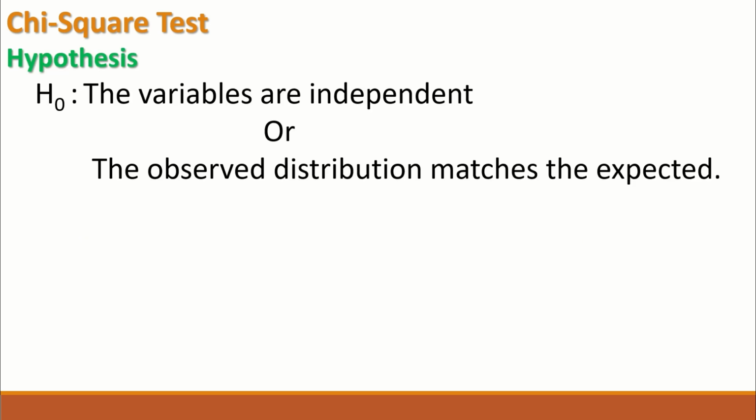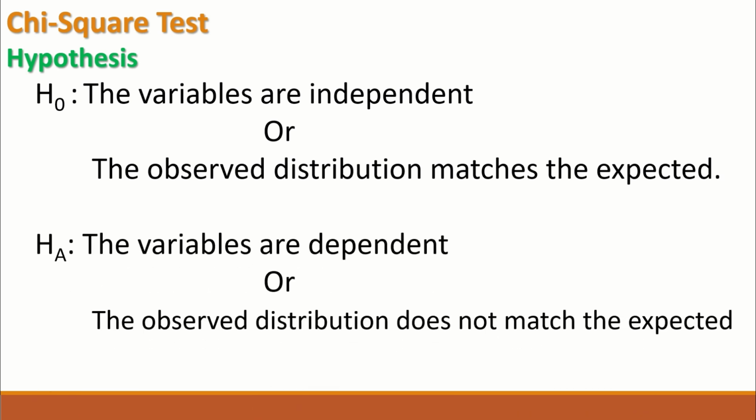So the hypotheses to generate to perform a chi-square test depend on the type of the test. The null hypothesis will be that the variables are independent for the independence test, or that the observed distribution matches the expected for the goodness of fit test. The alternative hypothesis is that the two variables are dependent, or for the goodness of fit test, that the observed distribution does not match expected.